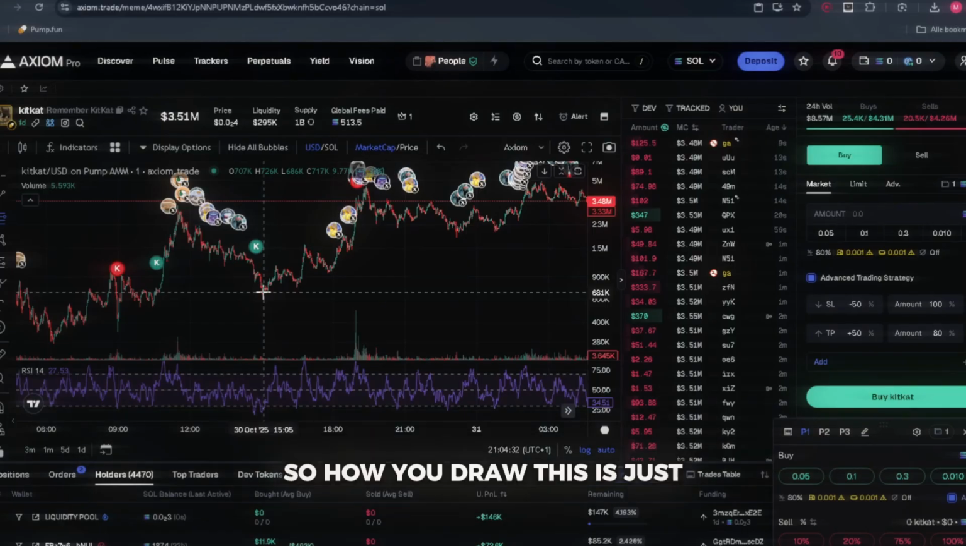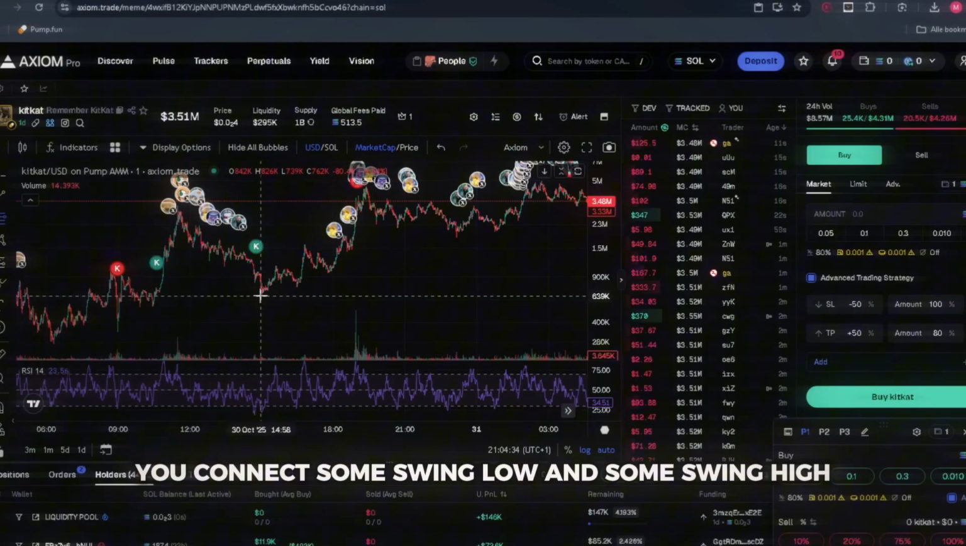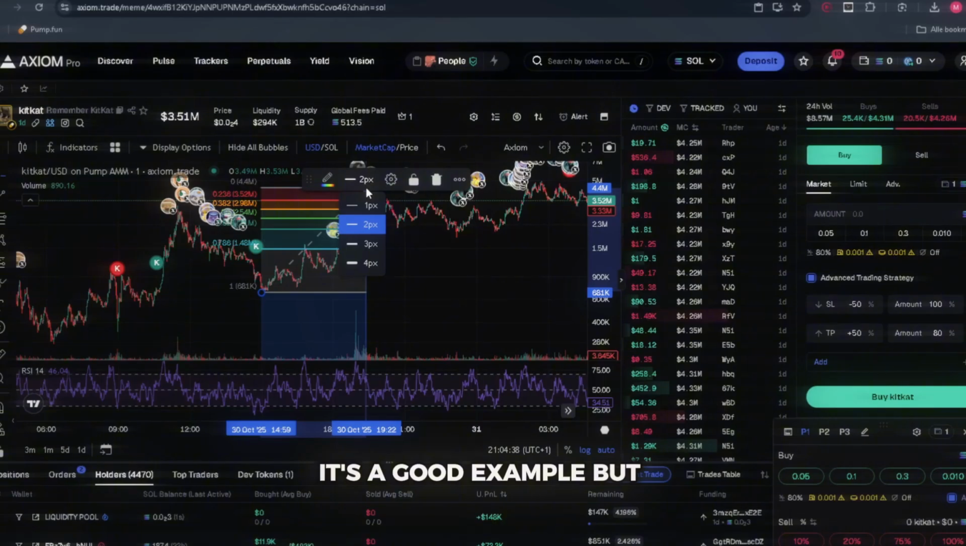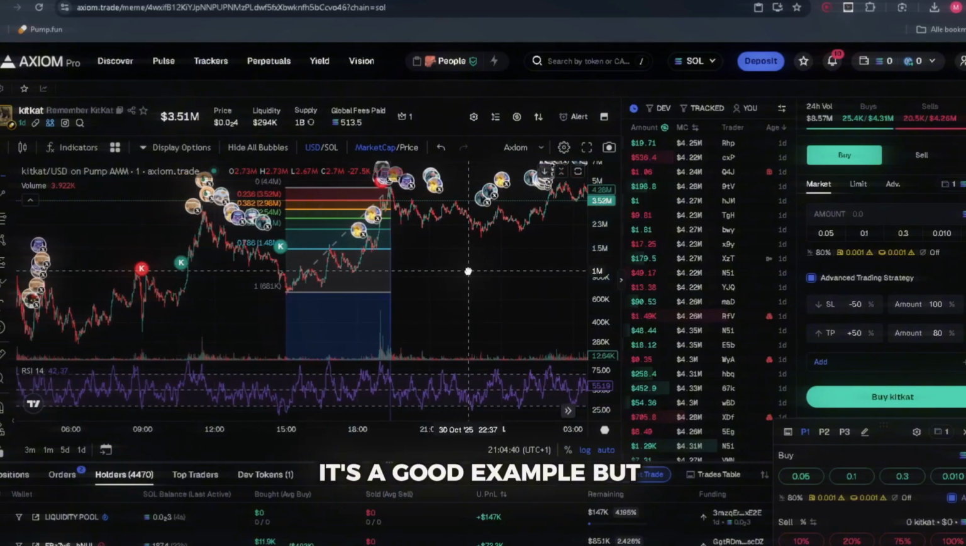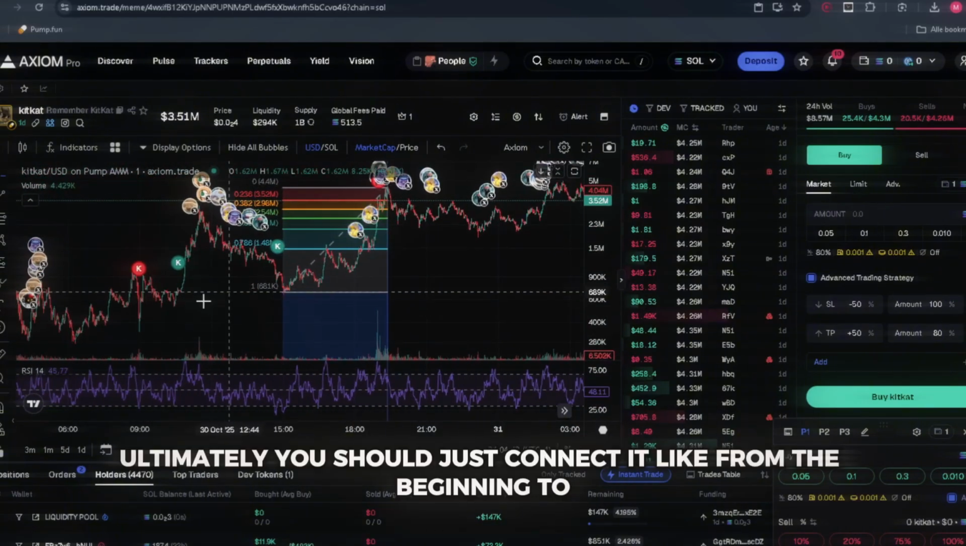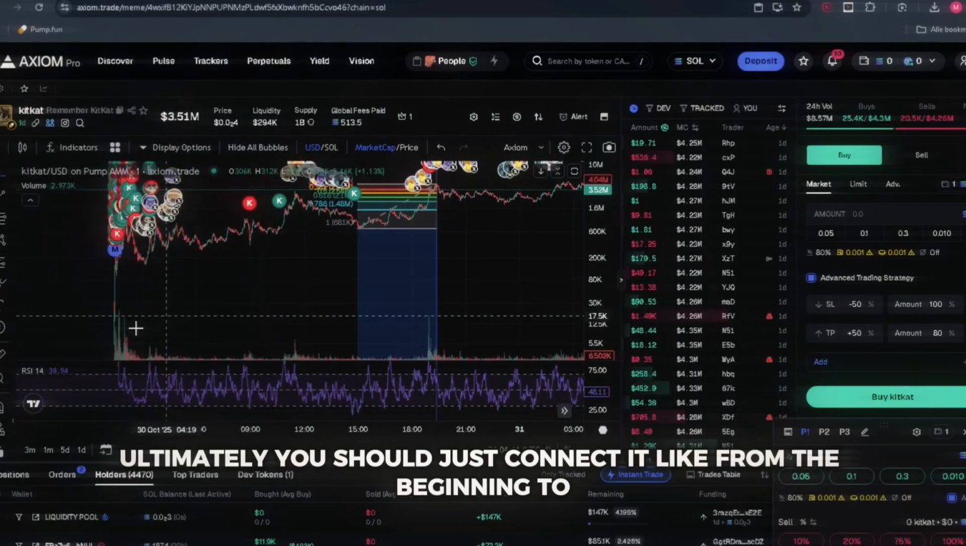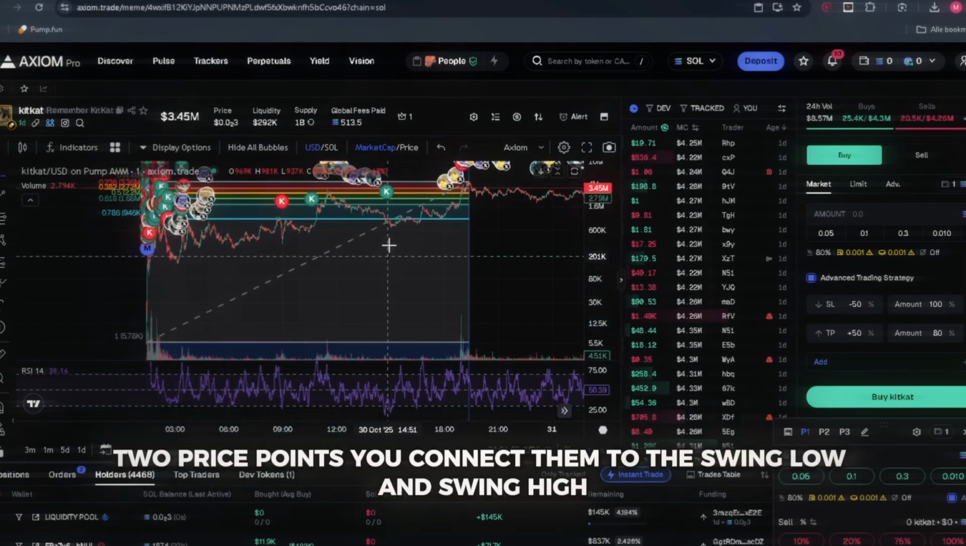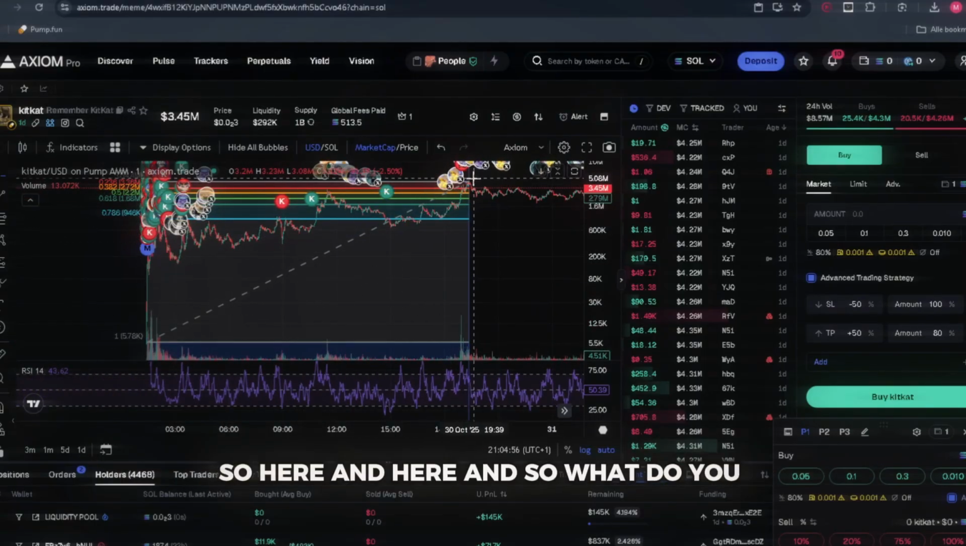How you draw this is you connect some swing low and some swing high. Ultimately you should connect it from the beginning to some swing high, two price points, the swing low and the swing high, so here and here.